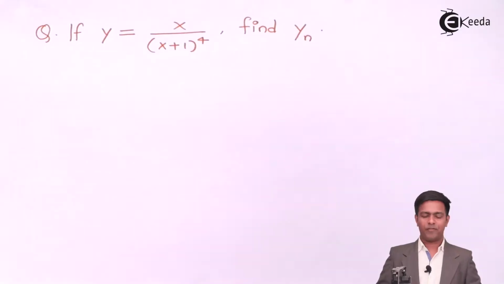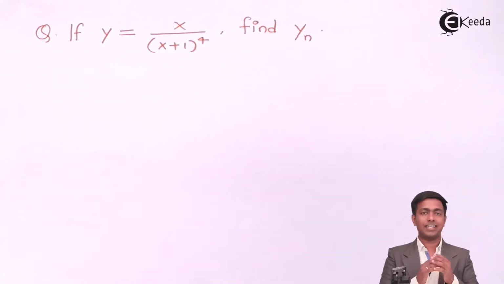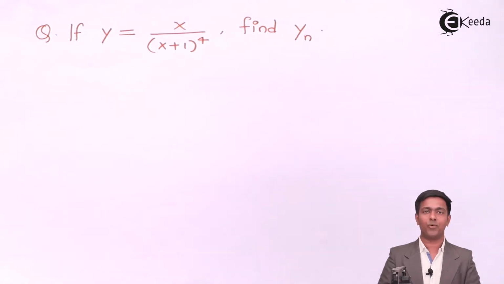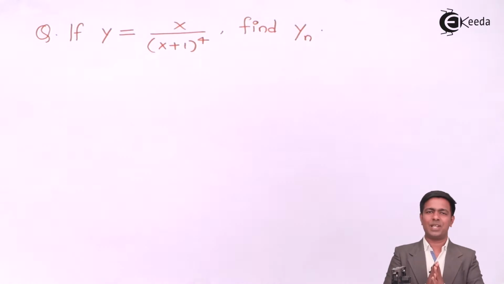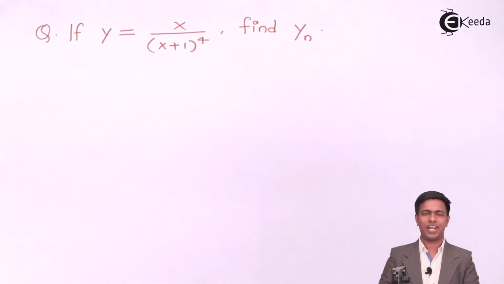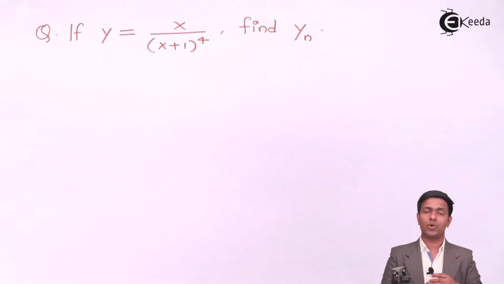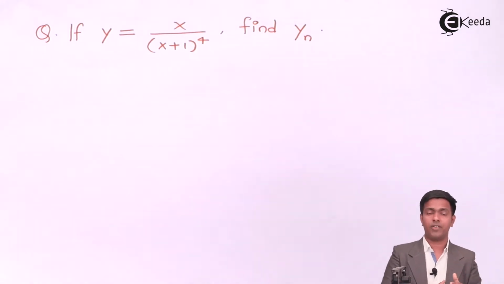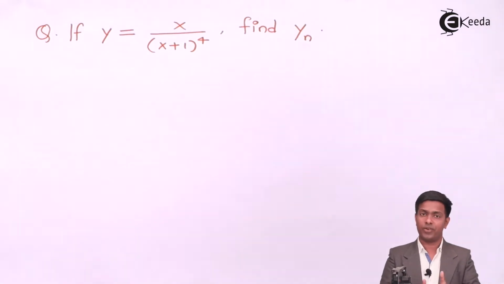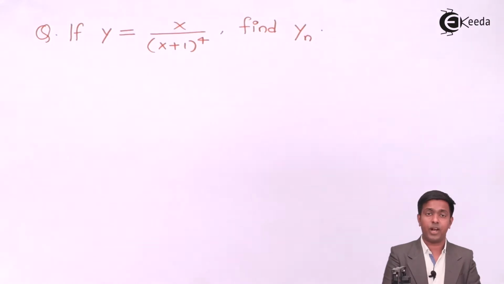So here, my friends, we have a function y as x upon x plus 1 to the power 4, and we have to find out yn. Now let me tell you, yn is nothing but the nth derivative of that given function y, which is nothing but the f of x. Now guys, how to get this nth derivative? In the previous video we have seen different formulas. We have derived around 12 formulae, and to find out the answer of this, we are going to use the formula which we have derived previously.